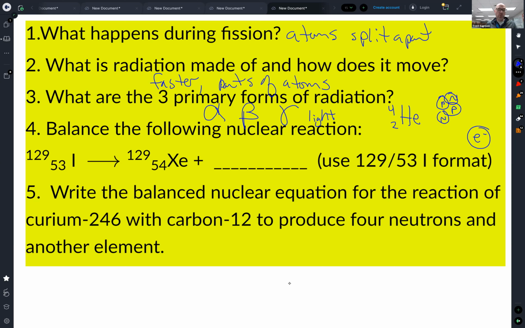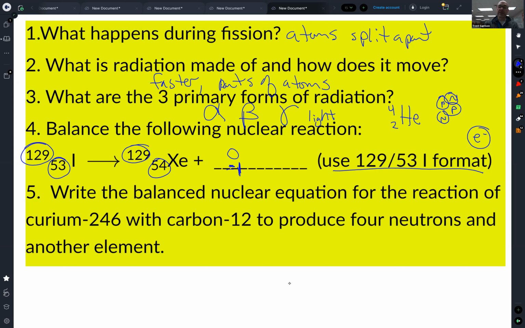All right, number 4 is asking us to balance this. This over here is for the people who would be participating on the whiteboard. You're not doing that, you're just practicing this on your own. What we have to see is that the top numbers are equal to each other. So the top number on this blank is going to be 0 because 129 equals 129. On the bottom, however, we have 53 and 54. Those don't equal, so we need this 54 to be lowered by 1. That means we need to subtract 1.